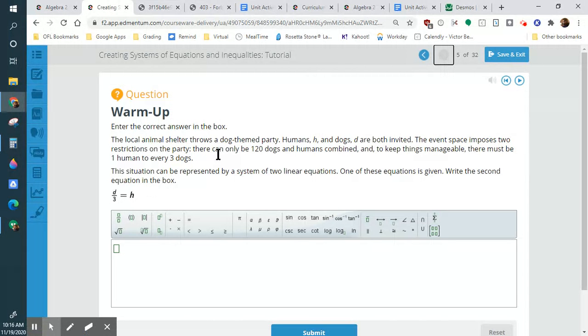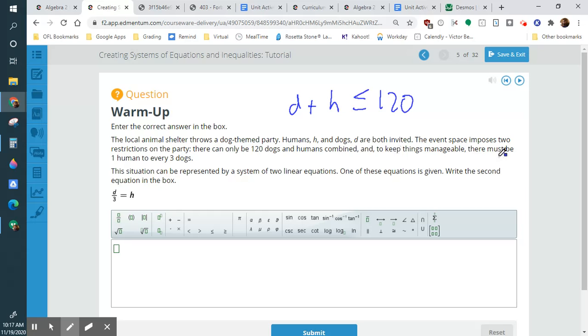All right, so we're gonna do a warm up here. The local animal shelter has a dog themed party. H represents humans, D represents dogs. The event imposes two restrictions. There can only be 120 dogs and humans combined. So, in other words, dogs plus humans has to be less than or equal to 120.